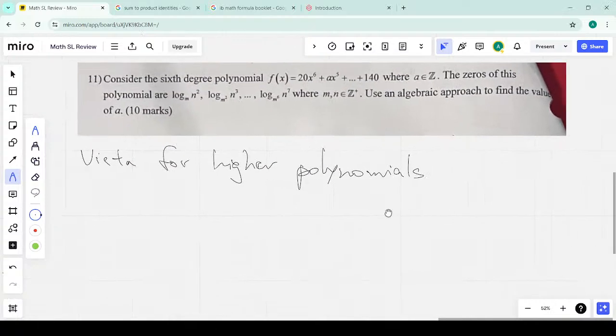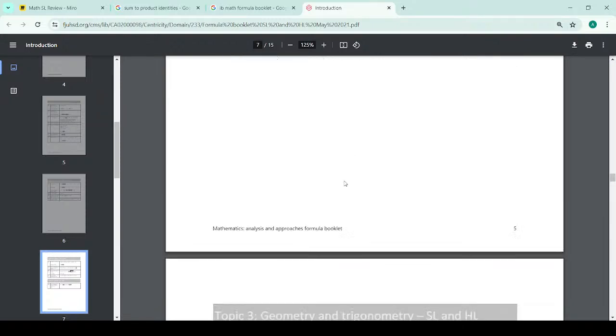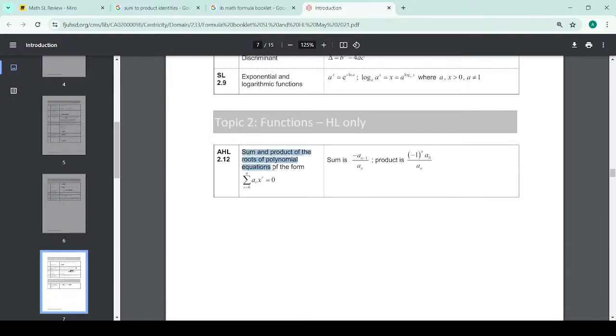Okay, so let's see what's on your formula booklet. Functions. Oh, okay. Sum and product of the roots of polynomial equations. Oh, okay, so it told you this. Okay. So this is pretty much Vieta's formula for higher degree polynomials.